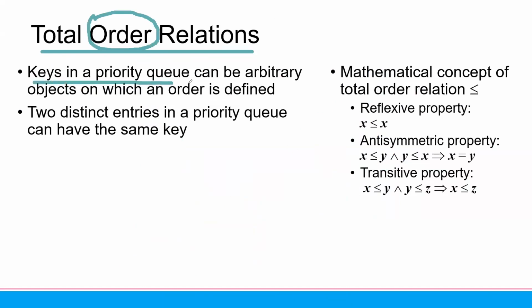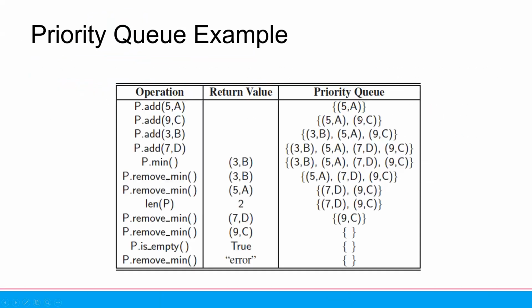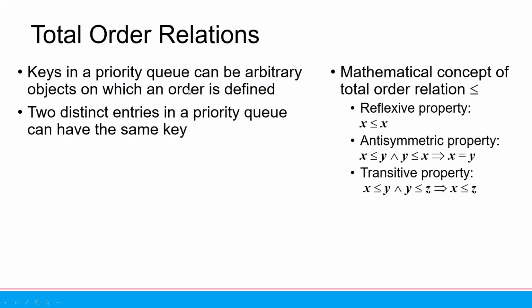The keys in the priority queue can be arbitrary objects. The key here, like 5, 9, 3, 7, can be arbitrary objects. Arbitrary objects means it can be numbers, it can be alphabet, like A, B, C, D, or maybe A, B, C, D with big letter, or A, B, C, D with small letter. Yeah, it can be arbitrary objects. Two distinct entries in a priority queue can have the same key.